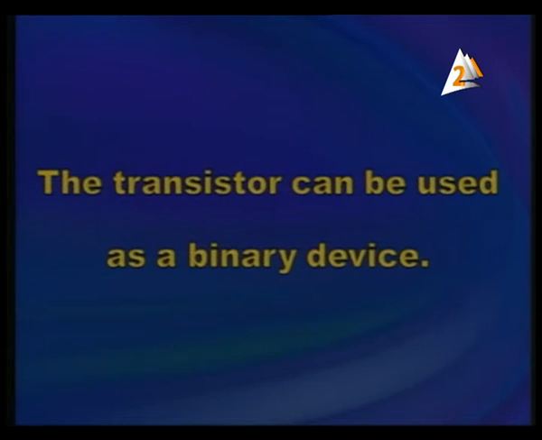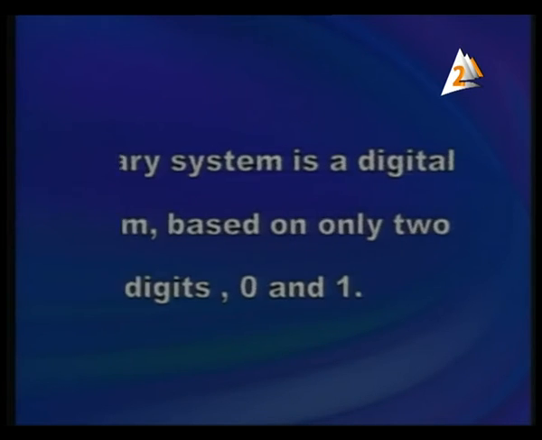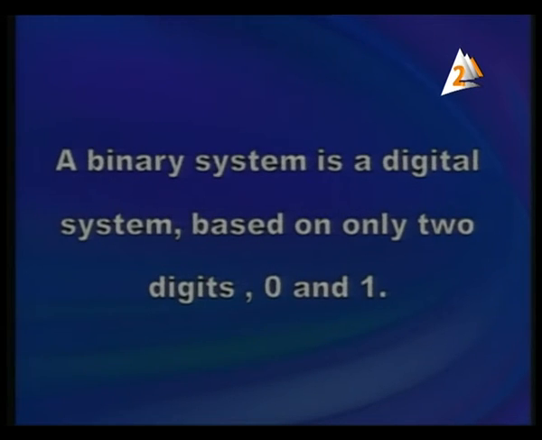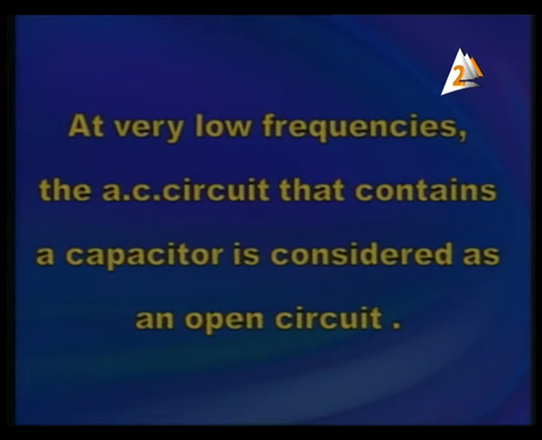Explain: the transistor can be used as a binary device. Since a transistor circuit can have 2 states, off or on, it can be used as a binary device. By the way, a binary system is a digital system based on only 2 digits, which are 0 and 1. Explain: at very low frequencies, the AC circuit that contains a capacitor is considered as an open circuit. Open circuit means almost no current flows. Okay.